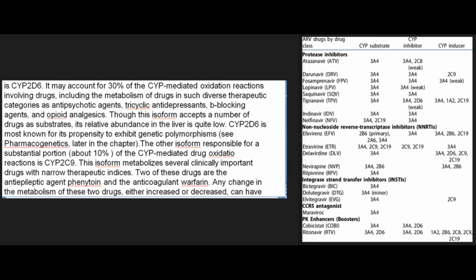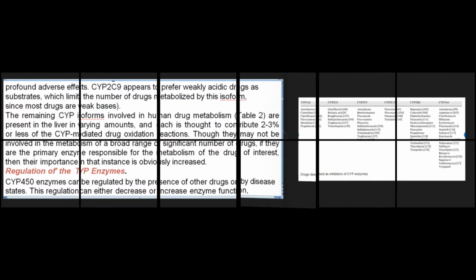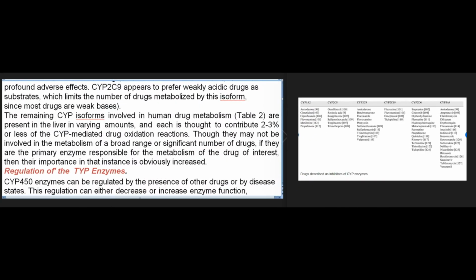The other isoform responsible for a substantial portion, about 10%, of the CYP-mediated drug oxidation reactions is CYP2C9. This isoform metabolizes several clinically important drugs with narrow therapeutic indices. Two of these drugs are the anti-epileptic agent phenytoin and the anticoagulant warfarin. Any change in the metabolism of these two drugs, either increased or decreased, can have profound adverse effects. CYP2C9 appears to prefer weakly acidic drugs as substrates, which limits the number of drugs metabolized by this isoform, since most drugs are weak bases.